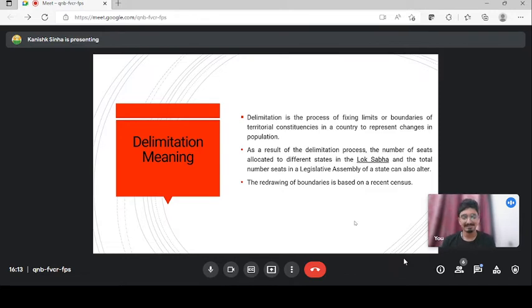Delimitation is the process that happens after every census. We all know what a census is, and we will be discussing it in the coming slides also. After every census, the boundary of a particular legislative assembly or parliamentary constituency has to be increased, decreased, or altered, whatever has to be done, and it is decided by the process of delimitation, for which a commission is set up. One thing is very important: this is done only after the census is done. After there is a change in population, the boundary of the constituency, whether legislative assembly or parliamentary, is altered on the basis of the recent census. That is the meaning of the term delimitation. Next slide.